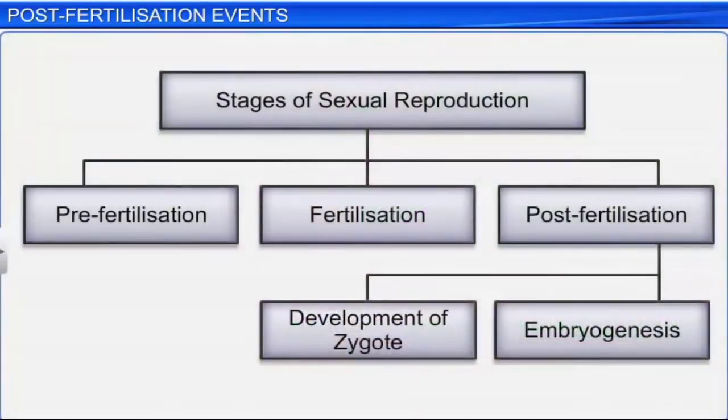Thus, in both plants and animals, the formation of a new life hinges on the development of a zygote and embryogenesis, the two post-fertilization events.